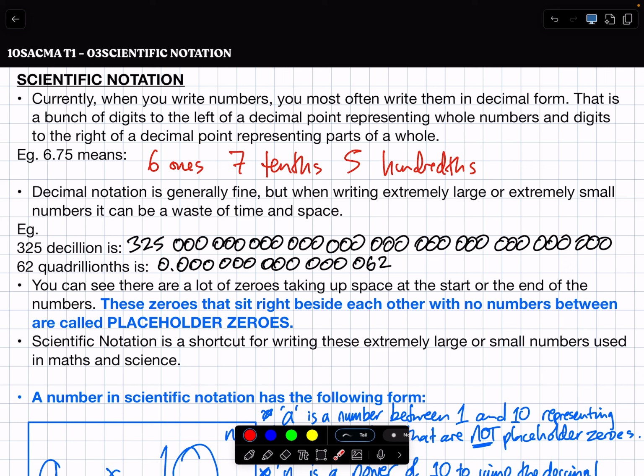So what you can see is there's a lot of zeros taking up space, either at the start here, can you see that's at the start of the numbers, or zeros at the end. These zeros that sit right beside each other with no numbers between them are called placeholder zeros. Can you copy that first thing in blue down? That's the first main point that you need to get down. Any zeros that are just pushing the numbers one direction or another are called placeholder zeros, yeah?